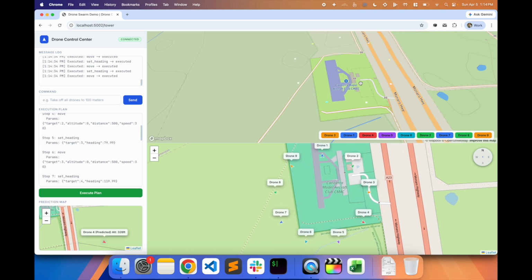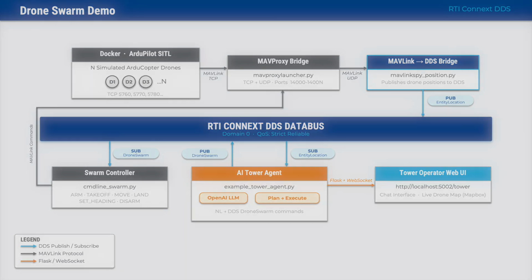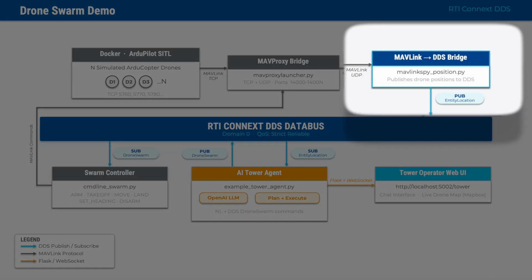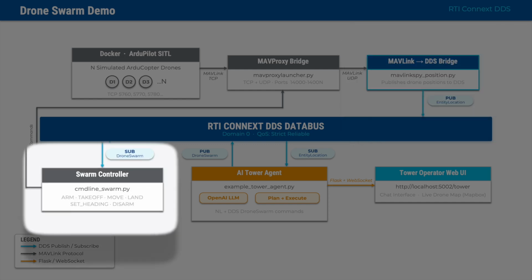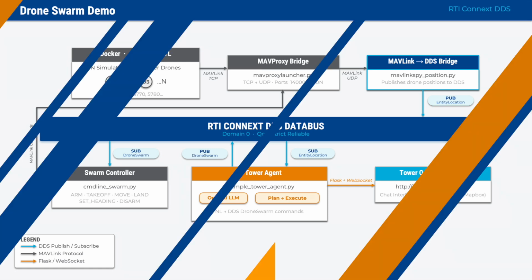bridge telemetry and commands. On the front end, we have the Tower UI, a web-based control interface where an operator can issue natural language commands like take off all drones to 100 meters and see live drone positions on a map. The agent's job is to write two Python bridge scripts, one that reads position telemetry from MAVLink and publishes it to DDS, and another that subscribes to DDS commands and translates them into MAVLink actions to control the drones. These scripts are the glue between the simulated drones and the rest of the system.